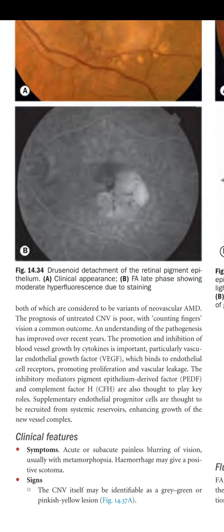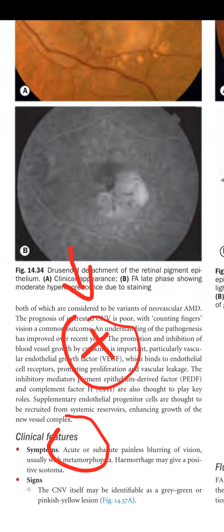Clinical features include symptoms, which consist of acute or subacute painless blurring of vision, usually with metamorphopsia. Hemorrhage may give a positive scotoma. So symptoms consist of blurring of vision, and there will be distortion of images as well. And if there is a hemorrhage, it will give us a positive scotoma.